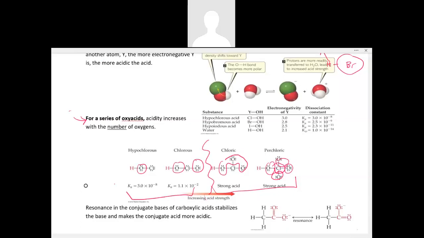The reasoning behind this is that oxygen is itself a very electronegative atom, and it pulls away the electron density from the OH bond here, so that this proton is easier to remove as we increase the electronegative atoms in the acid that we're talking about here. So chlorous, with 2 oxygens, is even easier to remove that proton, until we get to the strongest down here.